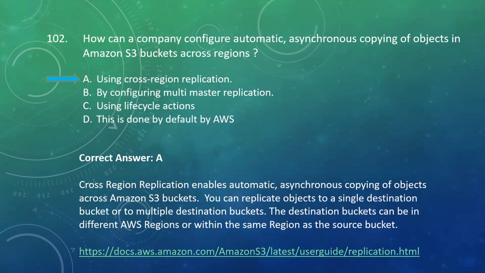Cross-region replication enables automatic asynchronous copying of objects across Amazon S3 buckets. You can replicate objects to a single destination bucket or to multiple destination buckets. The destination buckets can be in different AWS regions or within the same region as the source bucket. You can refer to the link on my screen to understand cross-region replication in more detail.